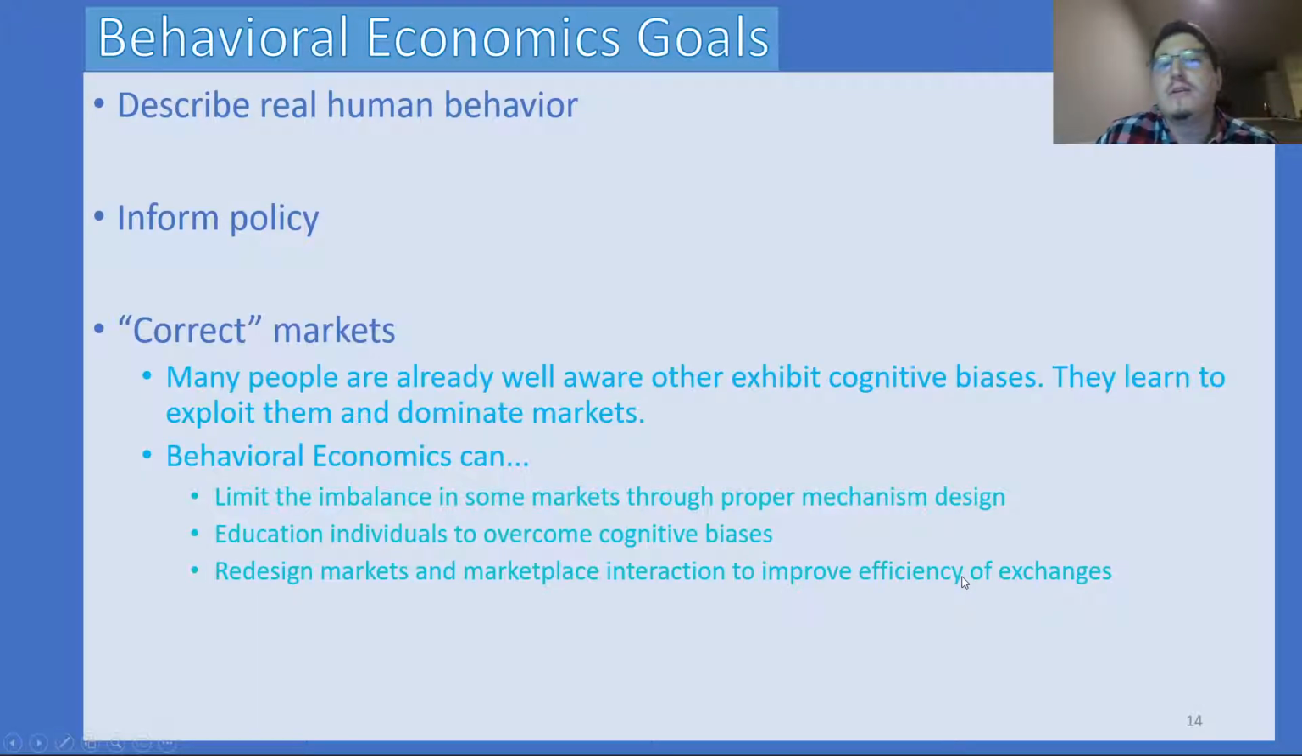Apologies there. So these are the major goals here. One of the most relevant is to correct markets because markets are really riddled with exploitations of cognitive biases. I'm going to call that out as much as possible in the course.